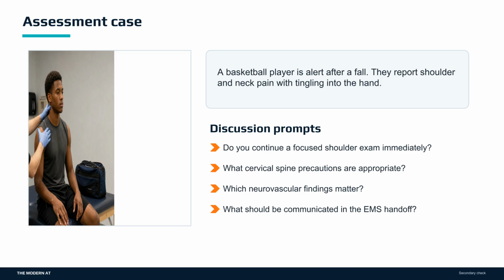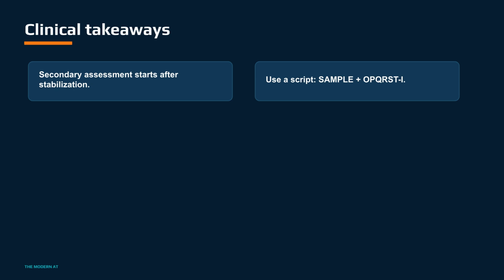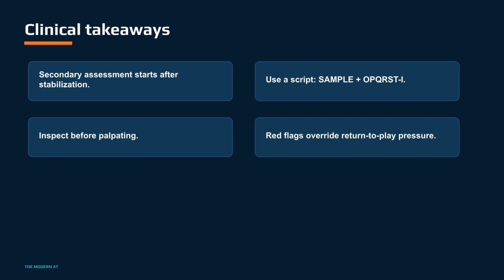To summarize the key takeaways, secondary assessment starts after stabilization. Use a systematic script like SAMPLE plus OPQRST-I. Always inspect before palpating. Remember, red flags override return to play pressure. Ensuring patient safety is the priority.